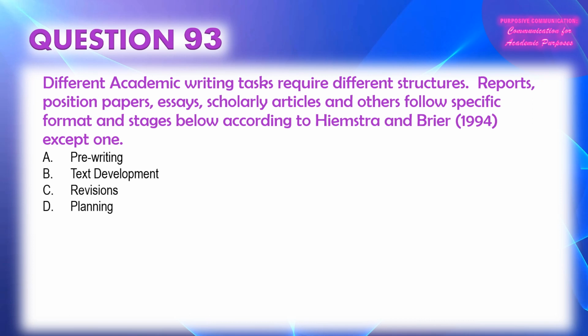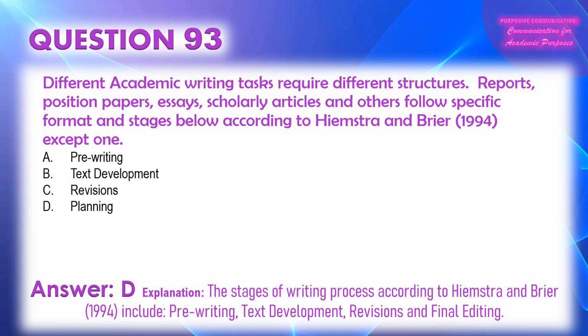Question 93. Different academic writing tasks require different structures. Reports, position papers, essays, scholarly articles, and others follow specific formats and stages below according to Heimstra and Breyer 1994, except one. Answer: D. Planning. The stages of the writing process according to Heimstra and Breyer 1994 include pre-writing, text development, revisions, and final editing. Planning is basically the idea behind pre-writing.